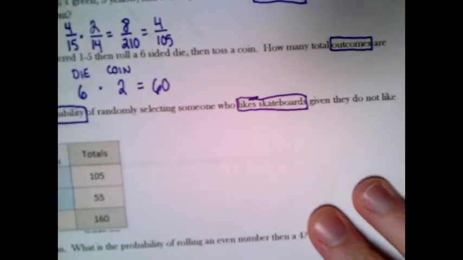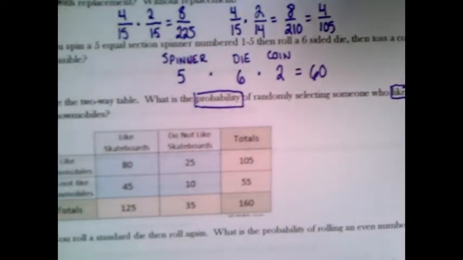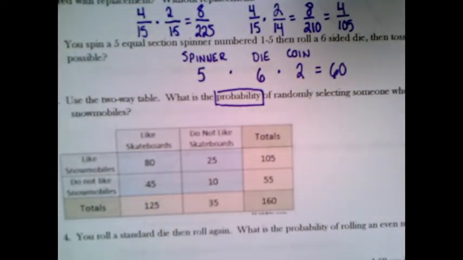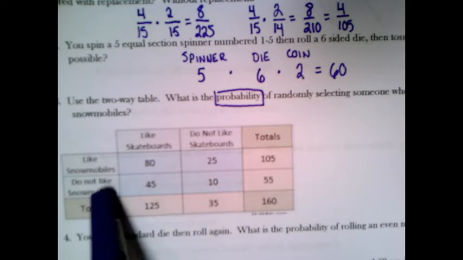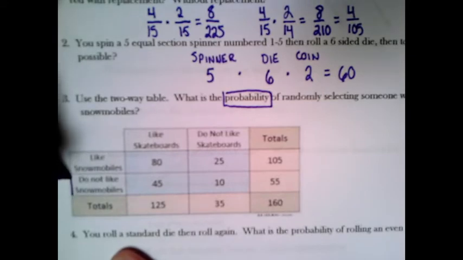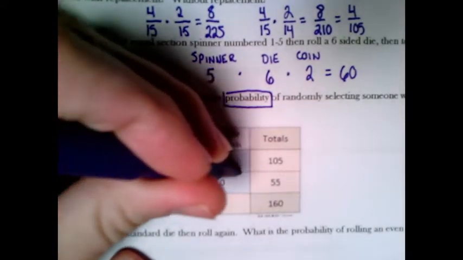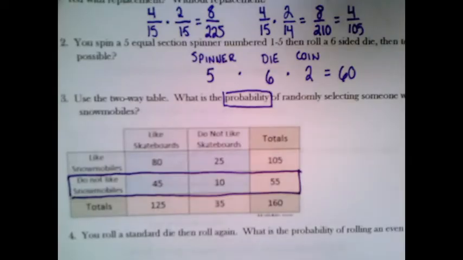Okay. Given. That's the big word right there, given. They do not like snowmobiles. So that's what that says there. Given that they do not like snowmobiles. So when you see the word given, that's telling you we're only going to use a part of our graph. Either going down or to the left and to the right. Well, in this problem, they say, given they do not like snowmobiles. So what that's telling me is we're only going to look at this part right here. We're only looking at they do not like snowmobiles.